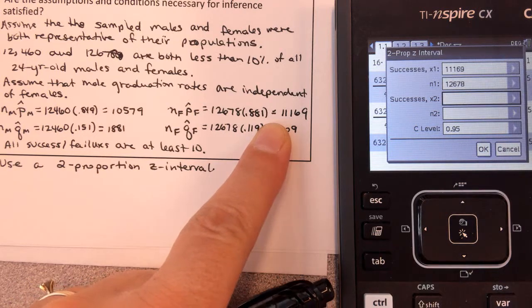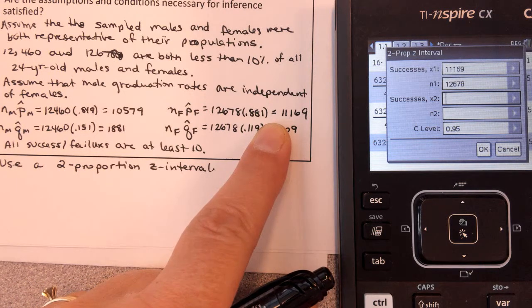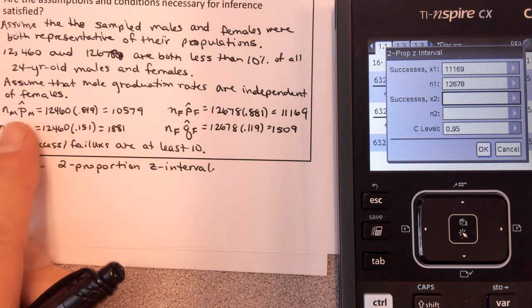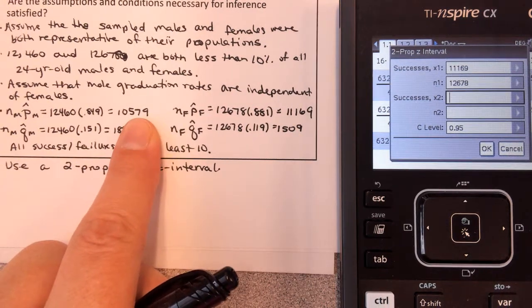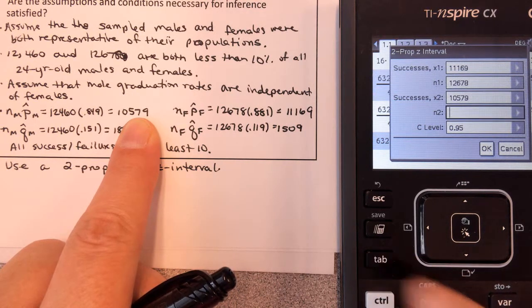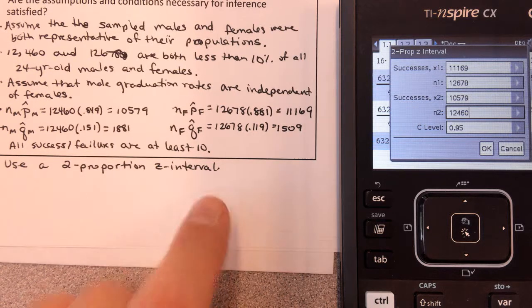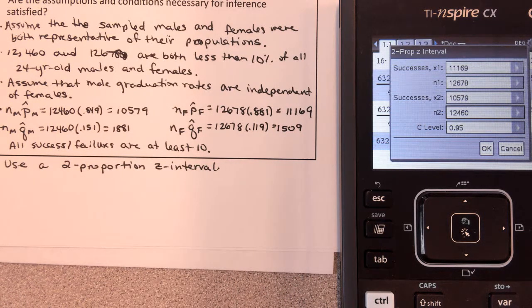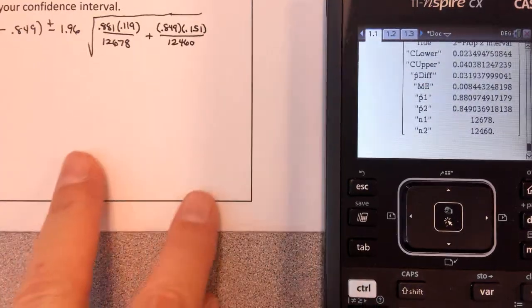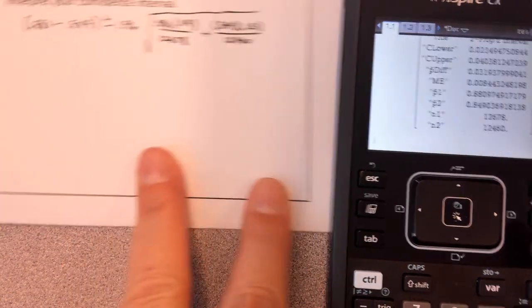And I'm doing X1 as females because that's the order I put them in the formula, and this should match. Then we do males, and the male successes were this 10,579. So 10579 out of 12460. So it's a lot of number crunching, but the calculator will do the worst of it. So that's good. At least at the end it will. And everybody okay with that? Leave your confidence interval 95%. And then you get a whole mess of stuff there.